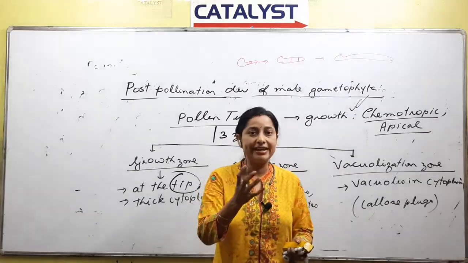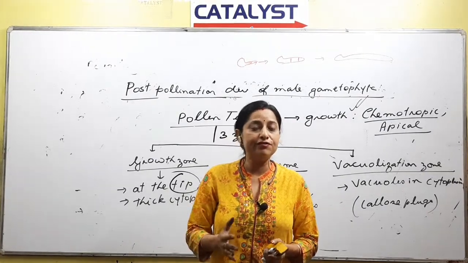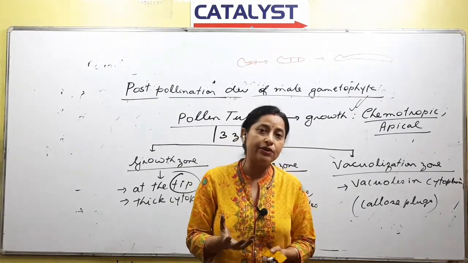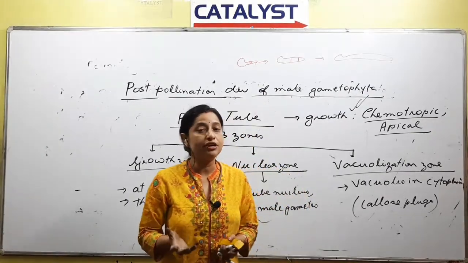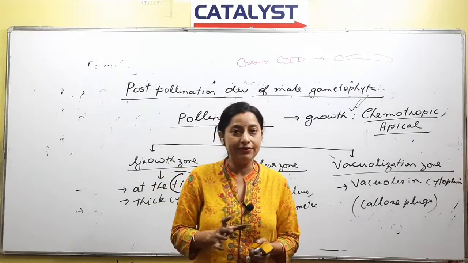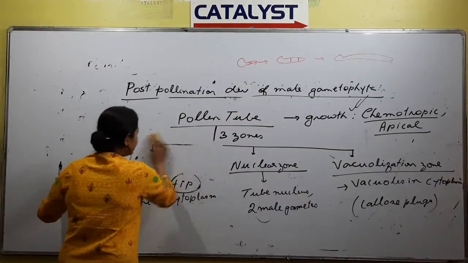Now we have to talk about the female part. Talking about the female part of a flower, it is something that is called the gynoecium, and an individual part of it is called a carpel. So this is the part that we'll be studying now.